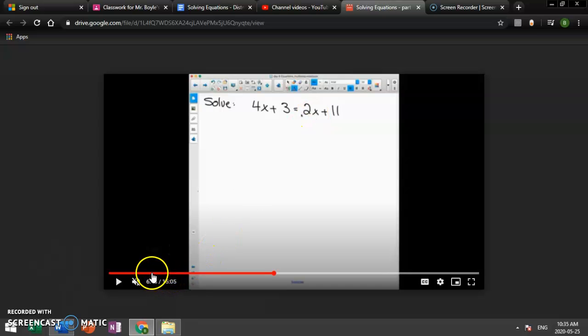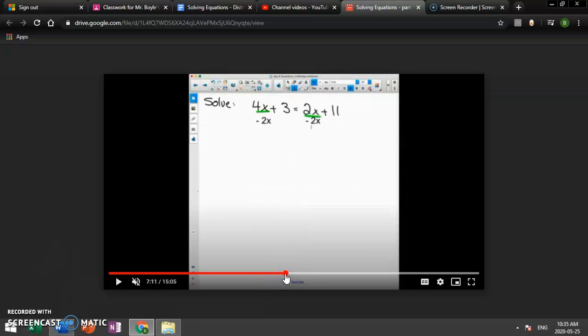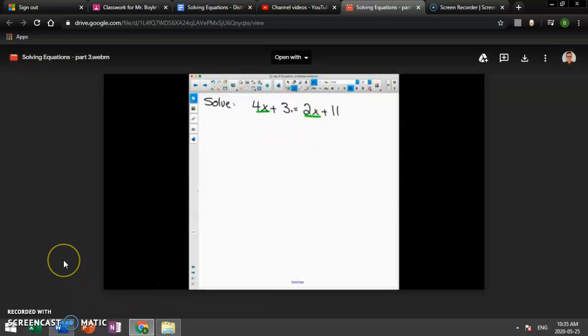So before we were using questions like this: 2x minus 11 equals 33, 4x equals 68, x plus 8 equals 31. We just have x on one side of the equal sign, and that's the main difference between that step and what we're going to do today, right? So today we have x's on both sides of the equal sign. But the same concepts apply.